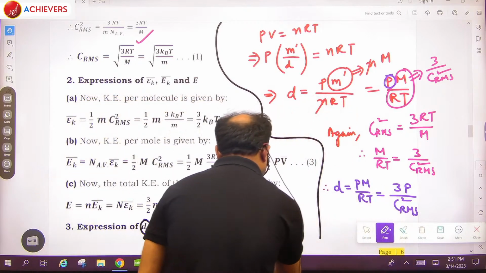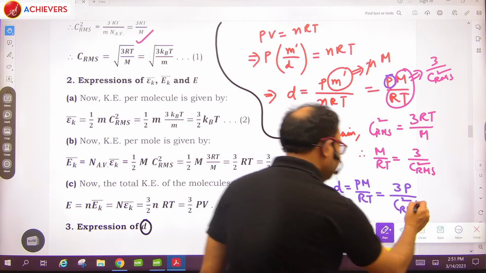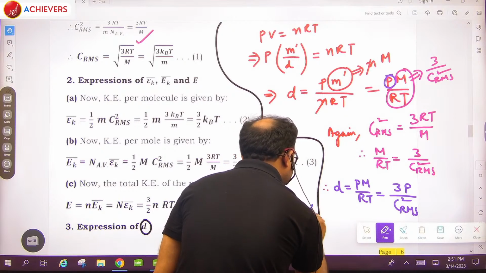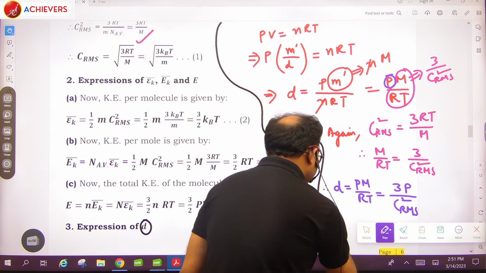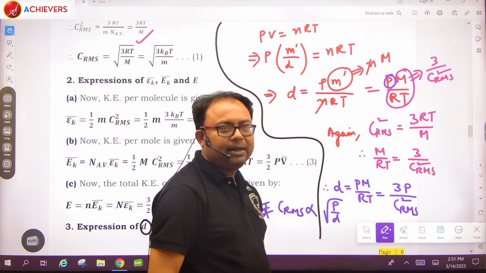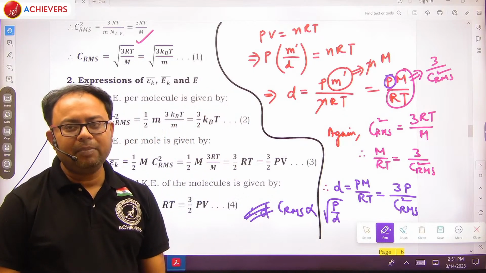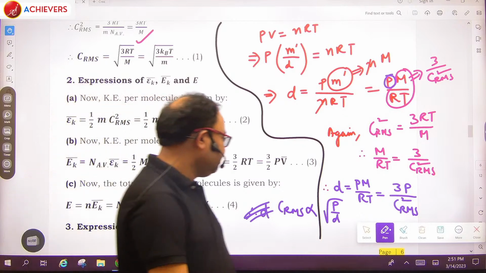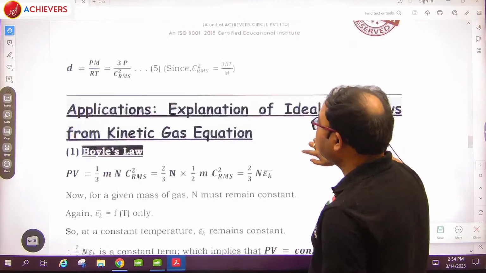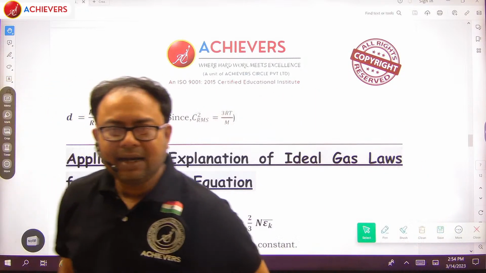So from here also one can write that CRMS is equal to root over of 3P by D. So CRMS is proportional to root over of P by D. One can write it in that way also. As simple as that.